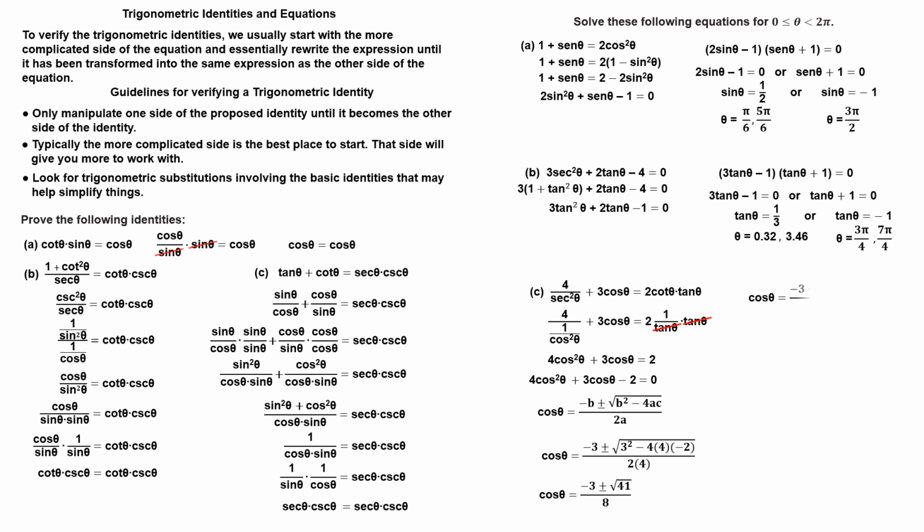Using the negative square root first, we see this has no solutions since the cosine cannot be less than -1. Using the positive square root, we see two solutions.